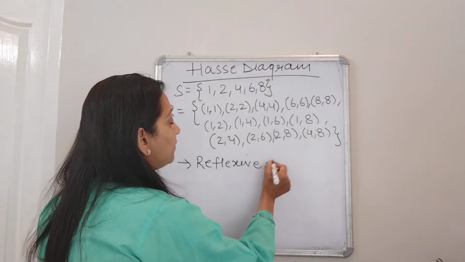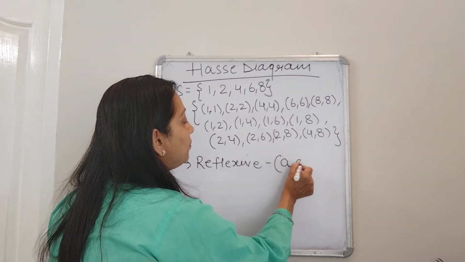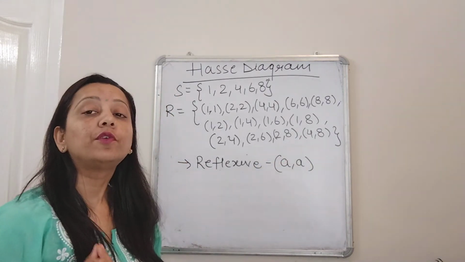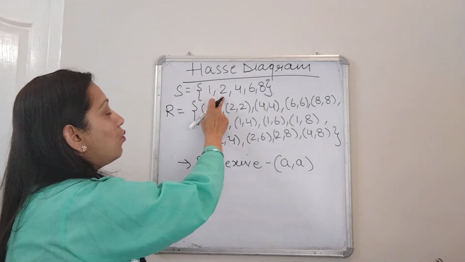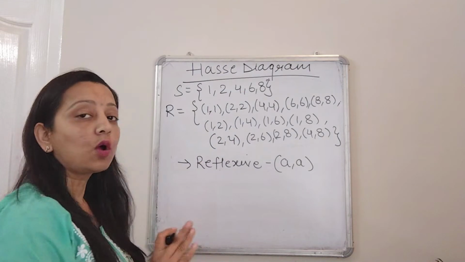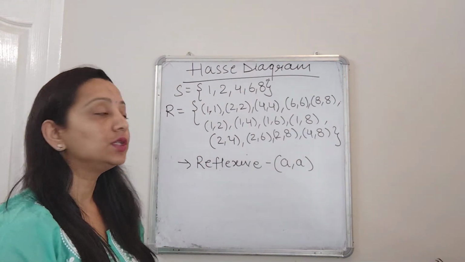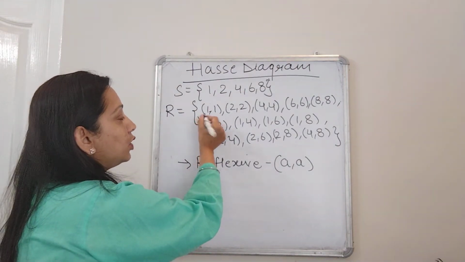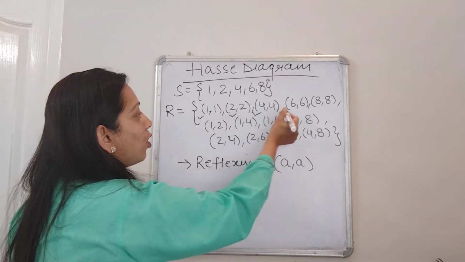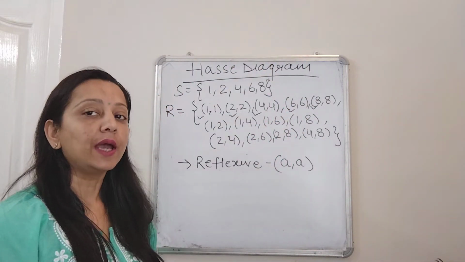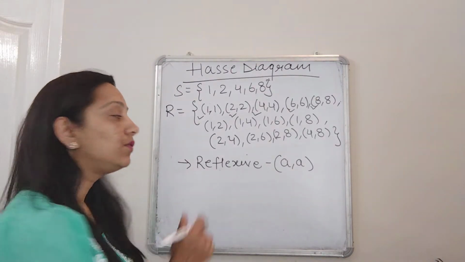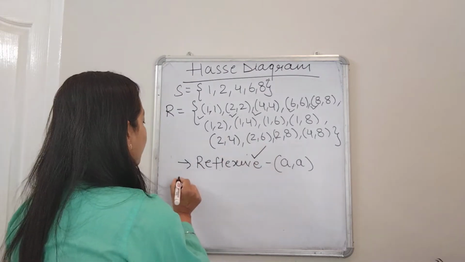To be reflexive, it must have the ordered pair (A, A) for all the elements of the set. Now the elements of the set are 1, 2, 4, 6, 8. So according to this definition, I must have ordered pairs (1,1), (2,2), (4,4), (6,6), and (8,8), which I am having. So yes, it is reflexive for sure.